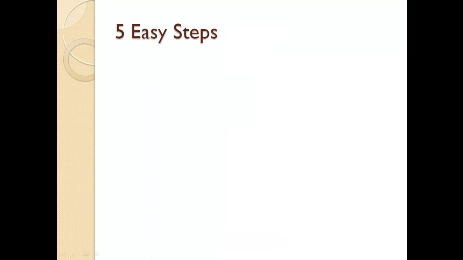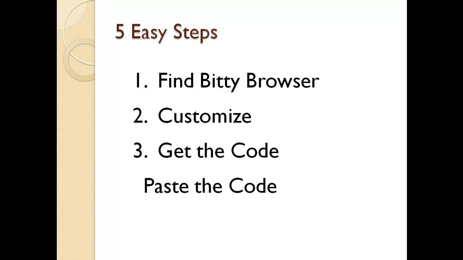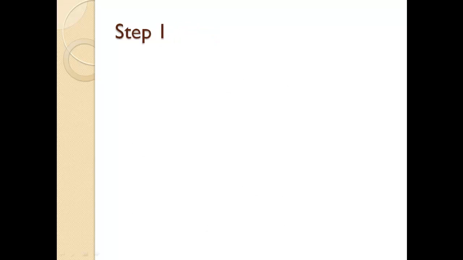I'm going to show you 5 easy steps to embedding a Bitty Browser into your small business web page. If you know how to surf the web and add info to your site, you can do this. The 5 easy steps are: 1. Find Bitty Browser. 2. Customize. 3. Get the code. 4. Paste the code. 5. Bitty browse the web. Let's see how this is done. Step 1. Find Bitty Browser.